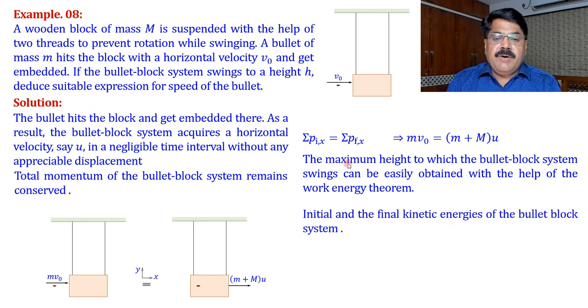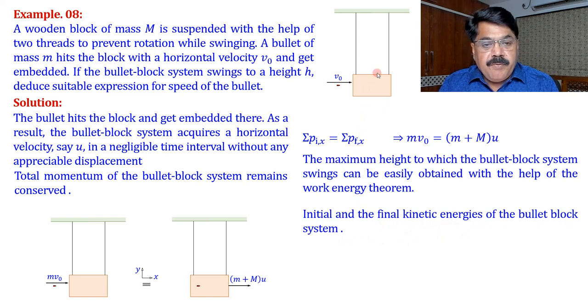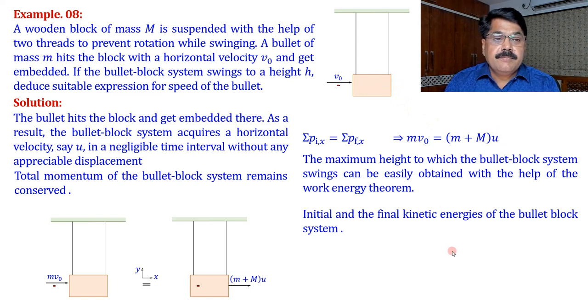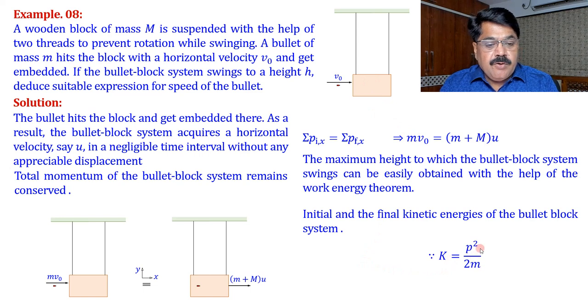Now we can write, what is the final kinetic energy? 0. And for the initial kinetic energy, there is no need to write u. Again, bullet and block are moving as a single object, so we can use p square by 2m. And momentum is conserved, so there is no need to write this equation. Only we can use initial momentum squared upon twice the total mass. So you can see here K is equal to p square by 2m. So what is the initial kinetic energy? K initial is m v naught square upon twice of (M plus m).